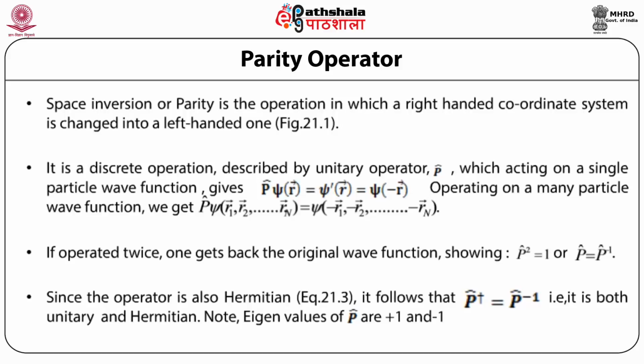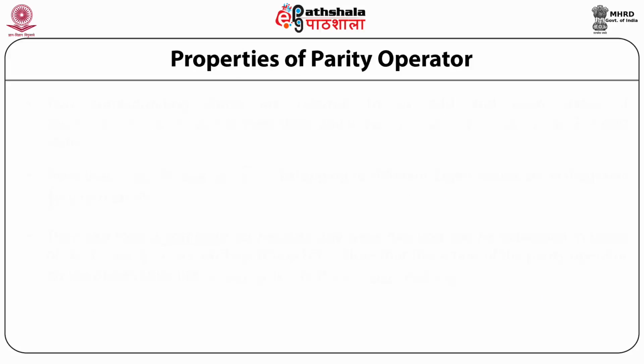Now, the operator is Hermitian, and when we say that an operator is Hermitian, it means that the operator and its adjoint are equal, or operator P is equal to operator P dagger. So using the fact that the parity operator or the space inversion operator is Hermitian, and also the property that we have just discussed, that P is equal to P inverse, we can write that the adjoint of P, that is P dagger, is equal to P inverse. That is, the parity operator is both Hermitian as well as unitary, because the property that P is equal to P inverse is the property of an operator to be unitary. And so from this relation, P dagger equal to P inverse, one can say that the eigenvalues of the operator P are either plus 1 or minus 1. Properties of parity operator.